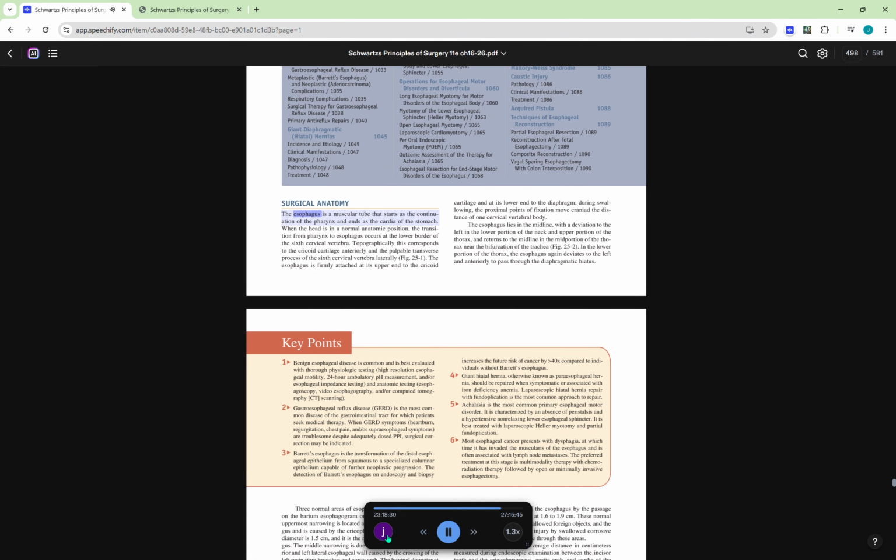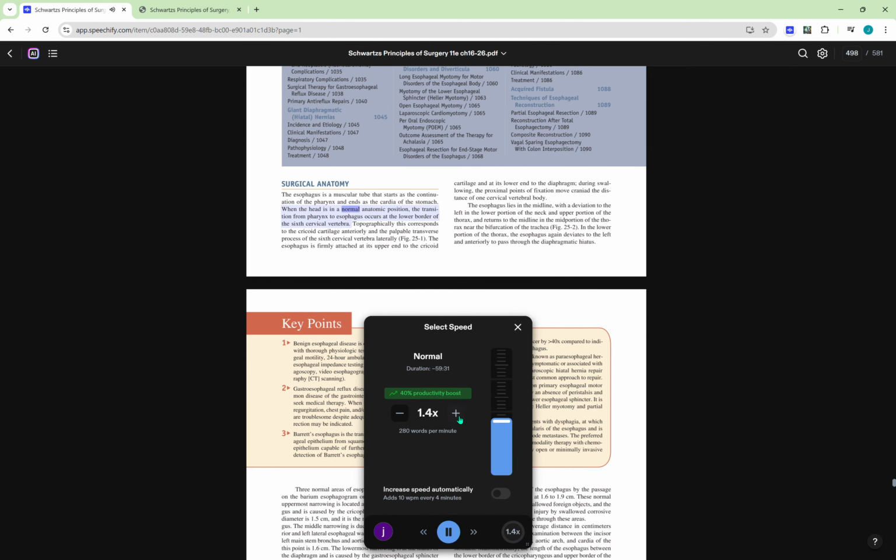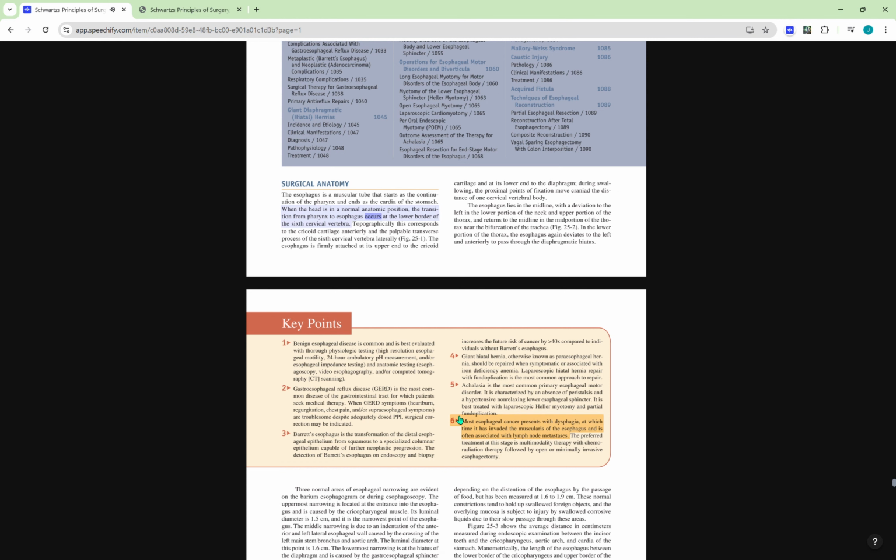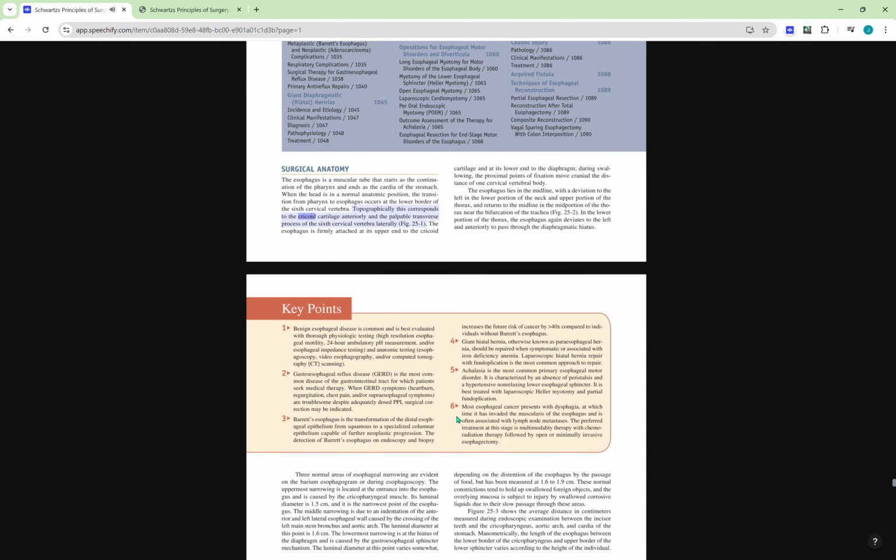The esophagus is a muscular tube that starts as the continuation of the pharynx and ends as the cardia of the stomach. When the head is in a normal anatomic position, the transition from pharynx to esophagus occurs at the lower border of the sixth cervical vertebra. Topographically, this corresponds to the cricoid cartilage anteriorly and the palpable transverse process of the sixth cervical vertebra laterally.